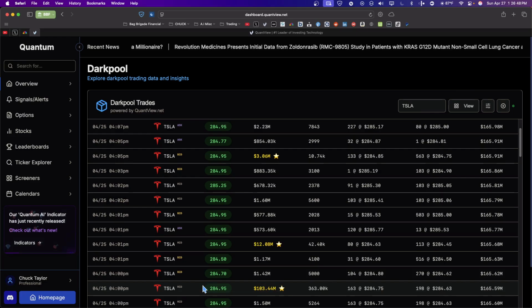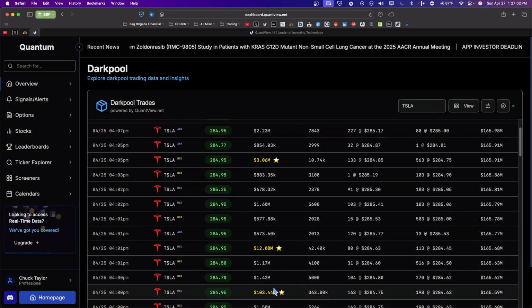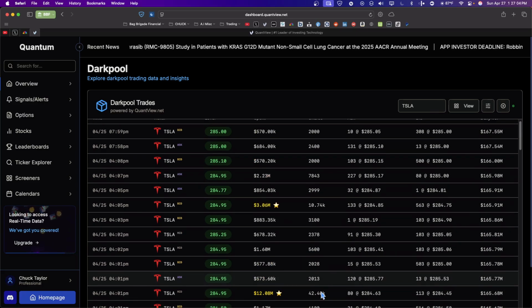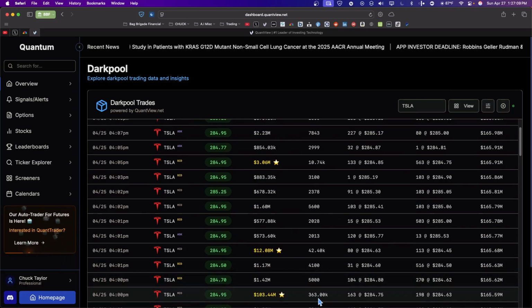Somebody got in when Tesla was at 284.95. They basically put about 103 million in that they spent, and that was how many shares? 363,000 shares. So there you go.